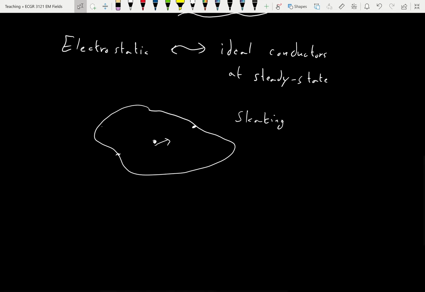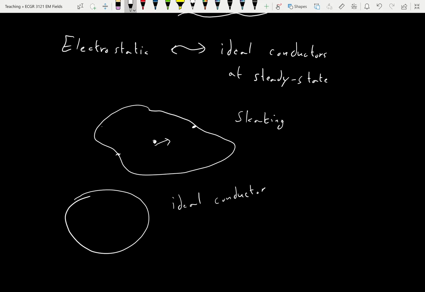Same thing with an ideal conductor. An ideal conductor is a type of material that does not oppose or does not show friction to any charge that exists within it. So any charge that exists within it is free to move as it wants. It's a free moving charge, right? That's what we call it, a free moving charge.